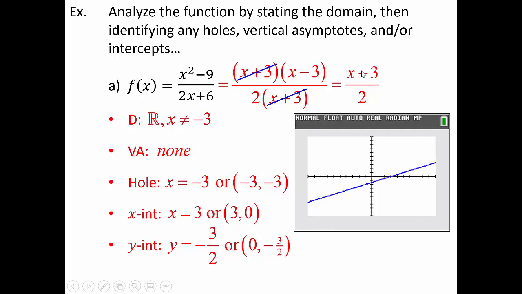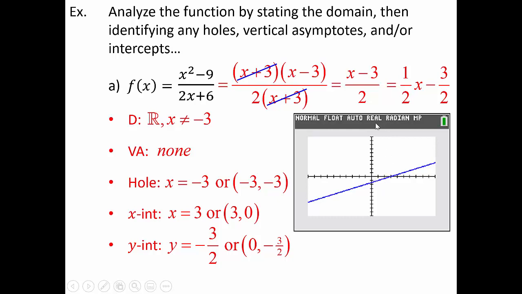If we take a look back up here, x minus 3 over 2, if I were to split that into two separate fractions, since I have a monomial denominator, x over 2 minus 3 over 2 is actually the expression 1/2 x minus 3 halves. That's y equals mx plus b. The y-intercept is at negative 3 halves, or negative 1.5, and we have a slope of 1 over 2.